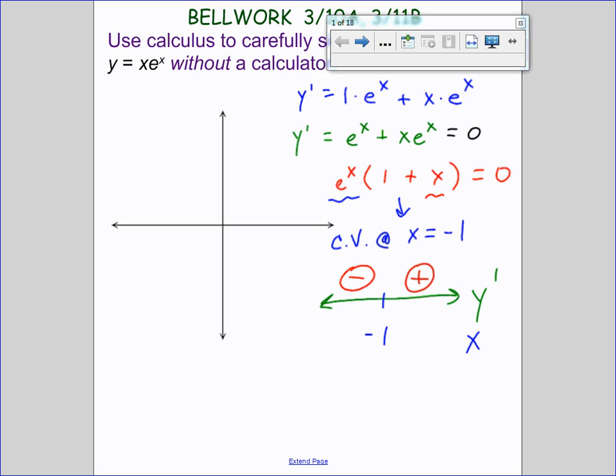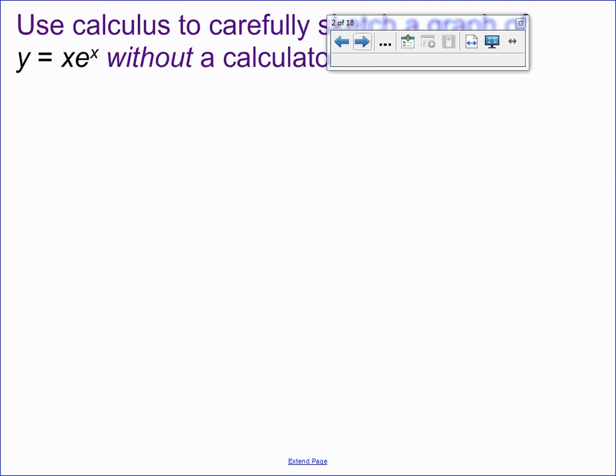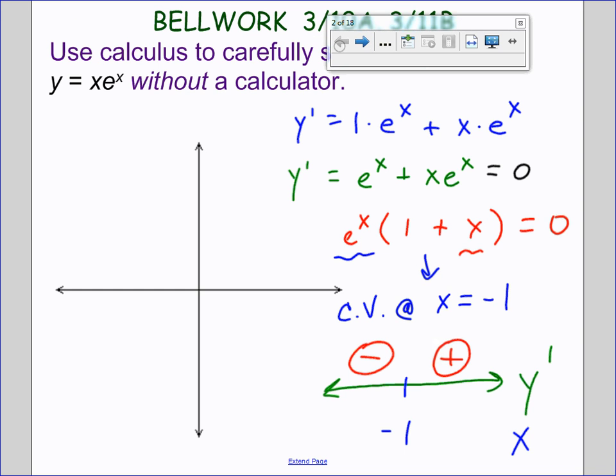All right, let's continue with our second derivative. I'm going to import our y prime. We know that my y prime is given by e to the x plus x e to the x. Did I get that right? E to the x plus x e to the x.